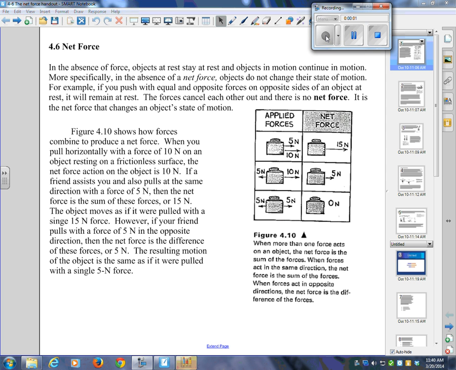Let's talk about the net force. We've been talking about net force. Today we're going to be looking at what I like to call statics. And there's the example of the bridge that we put together here in class.